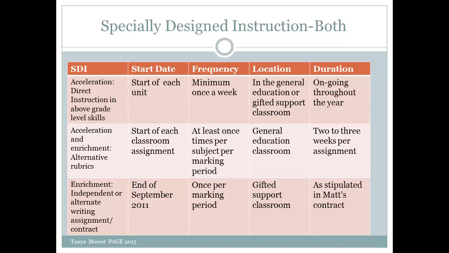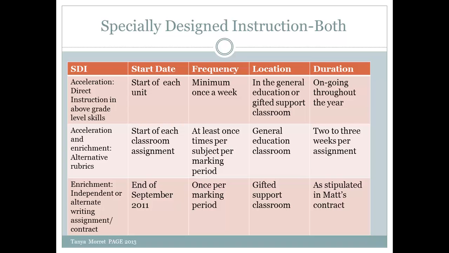And when we look at the SDI, what's Matt's class going to look like? Well, he's receiving acceleration, but he's also getting direct instruction in above grade level skills. This scenario does not move Matt in 8th grade to a 9th grade class. In fact, this goal and SDI was written with this scenario in mind of Matt's in 8th grade. He can't access the high school English, so he'll be in the 8th grade for his one accelerated class.